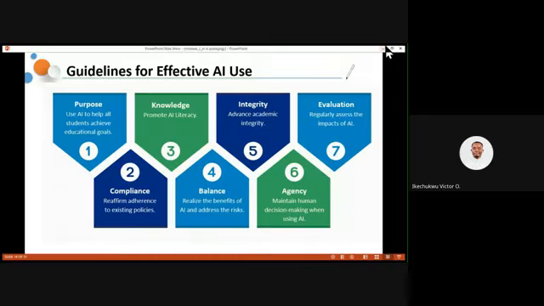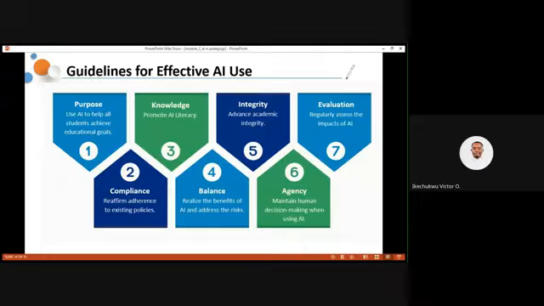That's number two. Compliance. Reaffirm adherence to existing regulations and policies. Many of these tools come with agreements, and many of us might not have the time to go through them and understand the policies embedded in the use of these tools. It's important that you understand them so that you don't fall short of these regulations and compliances.